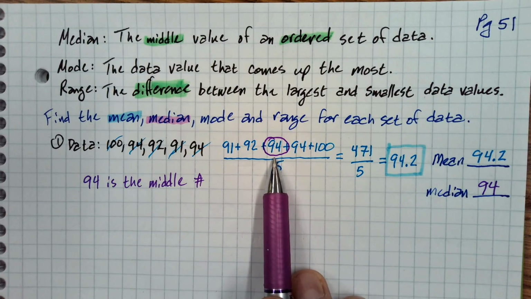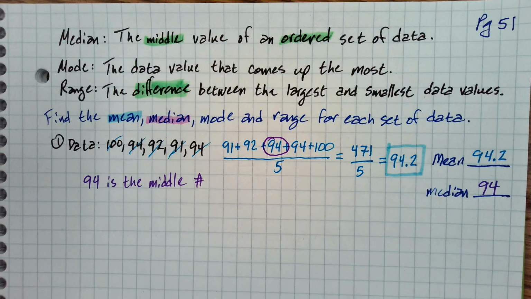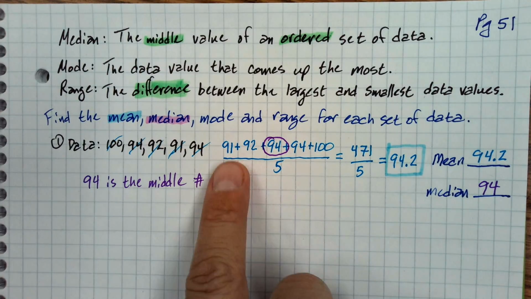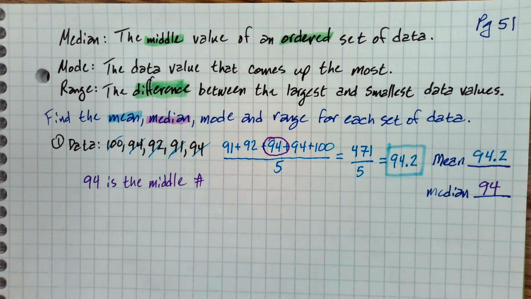But if you have an even number of numbers, you're going to have something in between those numbers that's going to be the middle number. So we'll look at what happens to that next, in the next example. But when it's an odd number, super easy. It's whatever number is in the middle. Any questions? It's easy, right?